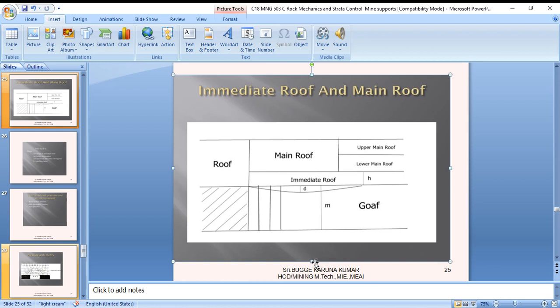Logically, the thickness of strata of the immediate roof is involved. In the generalized formula, the thickness of cutting h is given by h equals the height of extraction divided by k minus 1, where k is the bulking factor. So according to that, the height of extraction multiplied by k minus 1 equals the thickness, and the immediate roof thickness can be calculated.